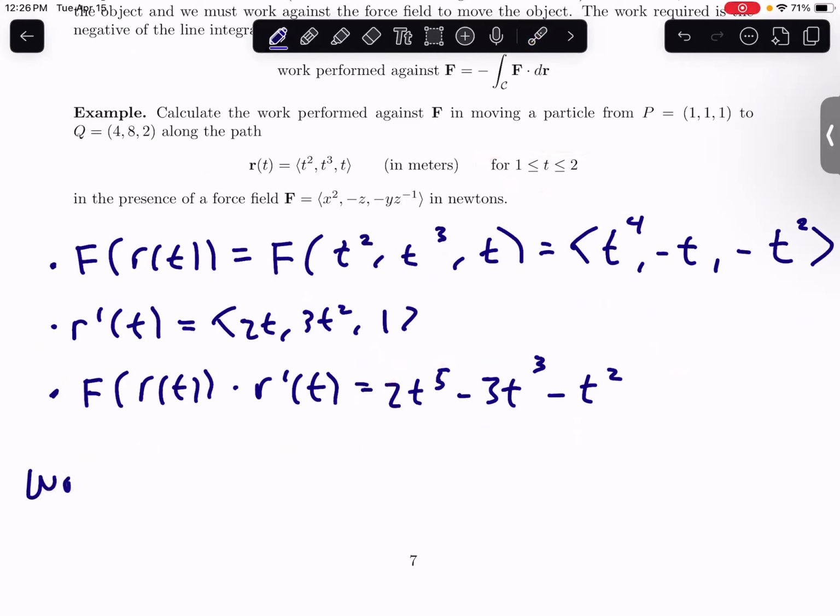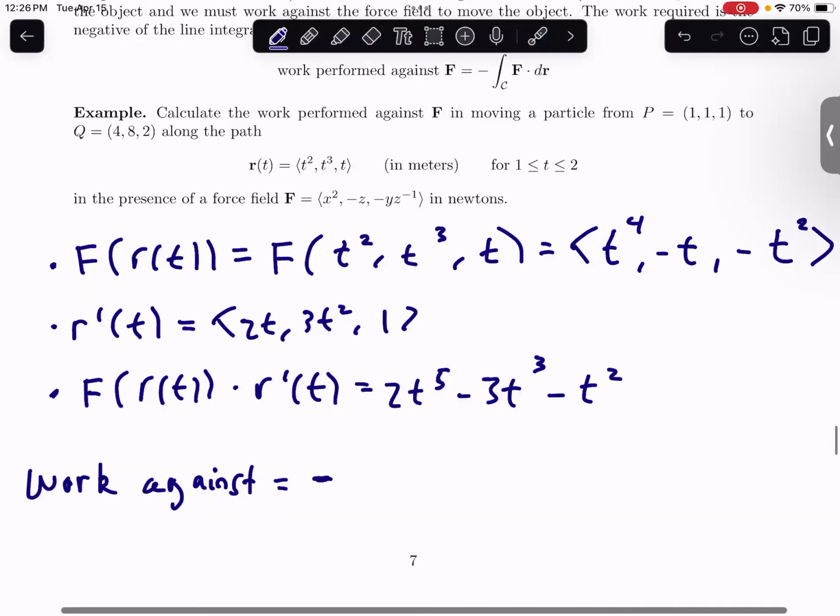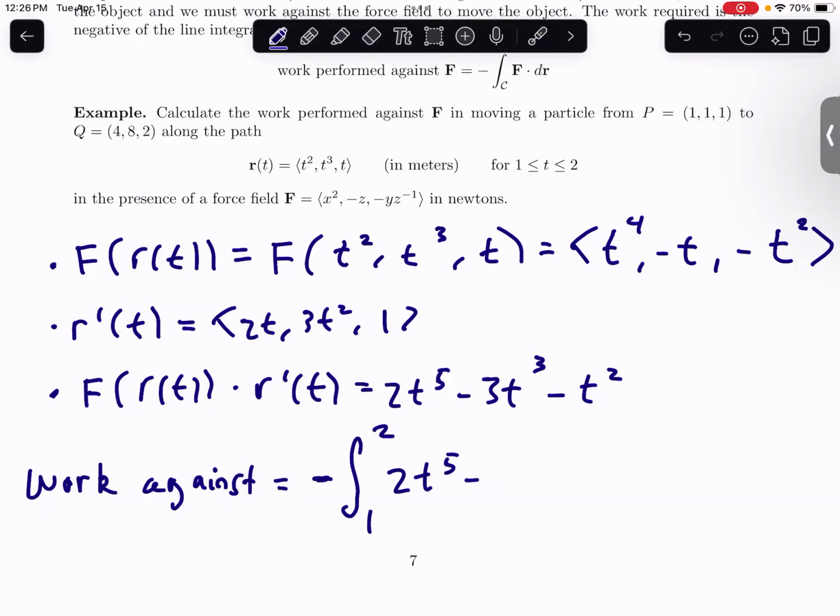So the work against this is going to be equal to, again, because we're doing the work against instead of just the work itself, that means we multiply by minus 1. So this is going to be minus 1 times the integral from 1 to 2 of 2t to the 5th power minus 3t cubed minus t squared dt.